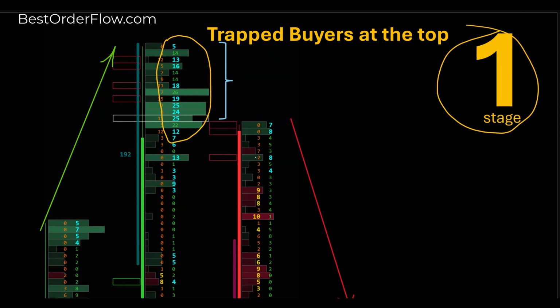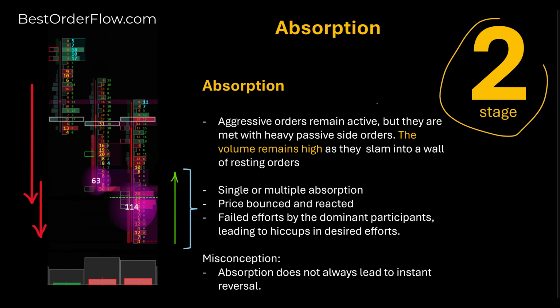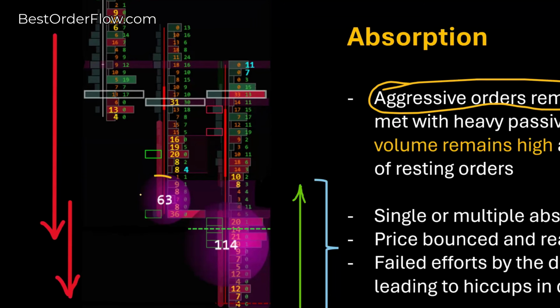Really large. And so the price has more reasons to come back later over here. The second stage is absorption. Absorption is when aggressive orders remain active, but they are met with heavy passive side order opposition. So bottom line, these are the bubbles on the aggressive side of the market, orders by market, right? And you see, boom, they couldn't move lower.